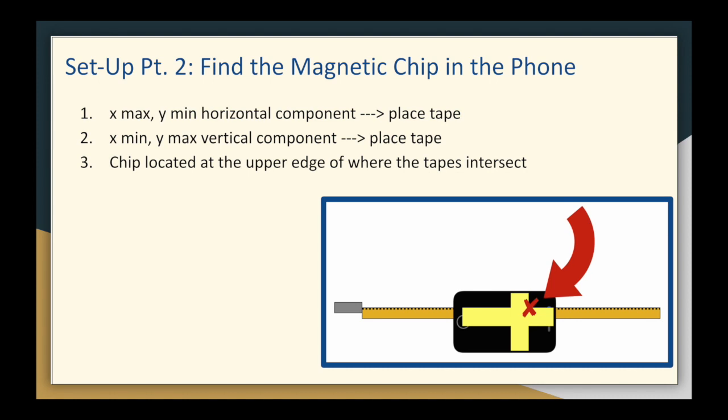The next step was to find where the magnetic chip was located inside of the phone. This was the point that all values were measured from for the remainder of the lab. To find the horizontal component, I found where x was at its max and where y was at its min, and I placed a piece of tape. To find the vertical component, I found where x was at its min and where y was at its max. I placed a piece of tape here as well. The chip is located at the upper edge of where these two tapes intersected, as shown in the picture here.